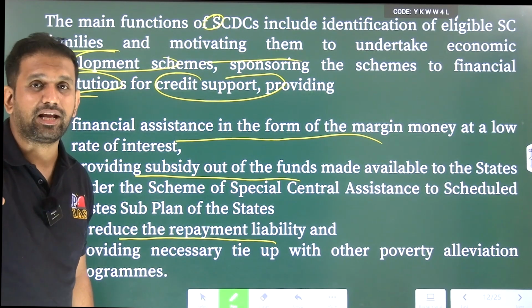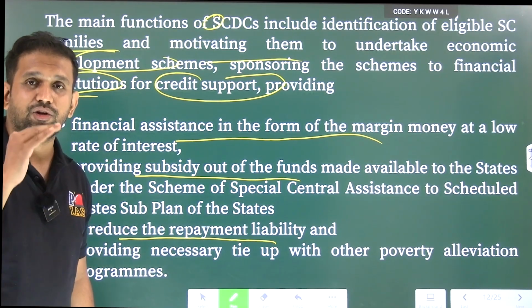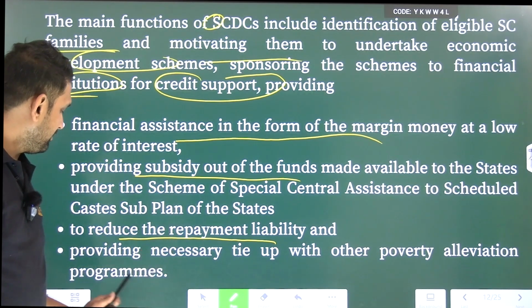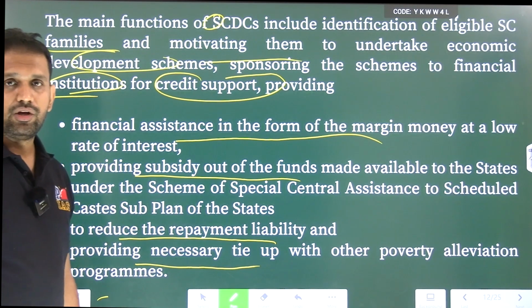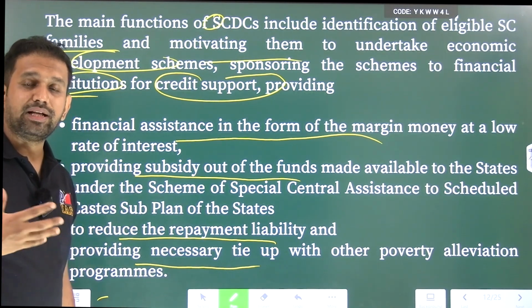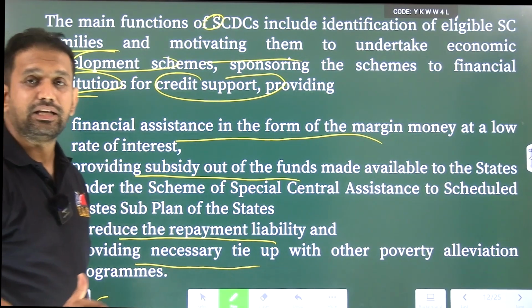That means your liability of repayment is decreased or not? Yes. When the government gives a subsidy on loans, automatically the liability will decrease. Provide necessary tie-up with the poverty alleviation programs. So the schemes should be directed in such a way that poverty in the scheduled caste should decrease.